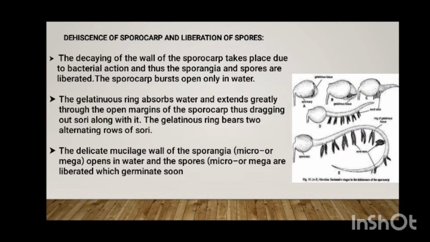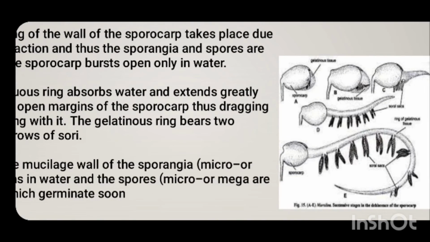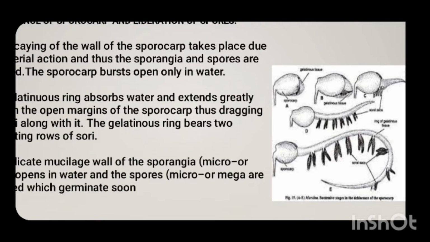Dehiscence of sporocarp and liberation of spores. The decaying of the wall of the sporocarp takes place due to bacterial action, and the sporangia and spores are liberated. The sporocarp bursts open only in water. The gelatinous ring absorbs water and extends greatly through the open margin of the sporocarp, thus dragging out the sori along with it. The gelatinous ring bears two alternating rows of sori. The delicate mucilage wall of the sporangia opens in water, and the spores are liberated, which germinate soon. This picture clearly explains the sori development.